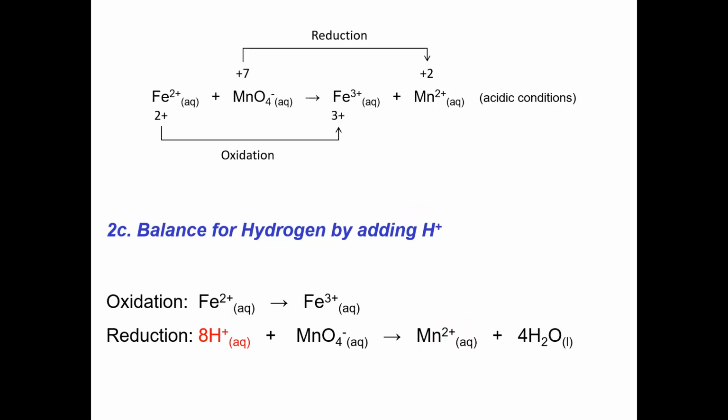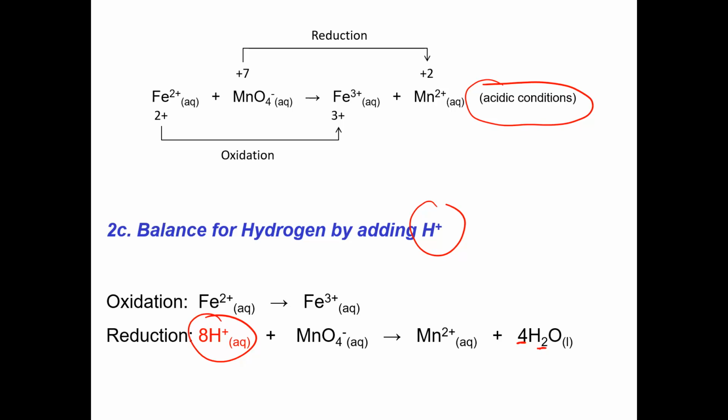And how we're going to balance for hydrogen is we're going to add H+. And we can get away with this because we're working in acidic conditions. So to balance out the 4 waters that I added, we're going to have to add 8 hydrogen ions to the left-hand side of our second equation.